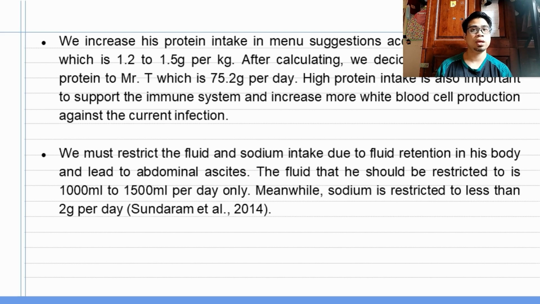In addition, we must restrict the fluid and sodium intake due to fluid retention in his body, which can lead to abdominal ascites. The fluid that he should be restricted to is 1000 ml to 1500 ml per day only. Meanwhile, sodium is restricted to less than 2 grams per day.